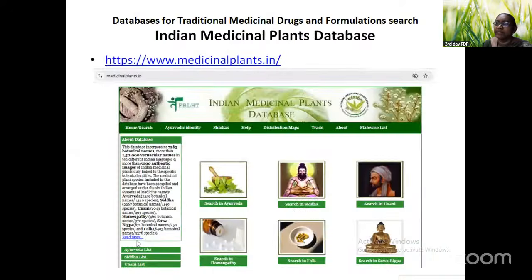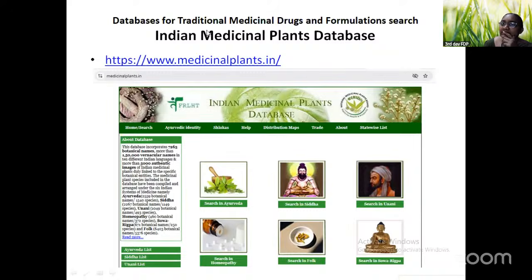Next one is the Indian Medicinal Plants database. This is the website link and this is the home page. Here we can search by the name of the plant or by the Ayurvedic entity. In addition to the remaining websites and databases, it also gives information about in which shlokas of Ayurveda the mention of this drug is indicated. Here we can have the shloka in the Sanskrit language and also its translation, and also the descriptions.